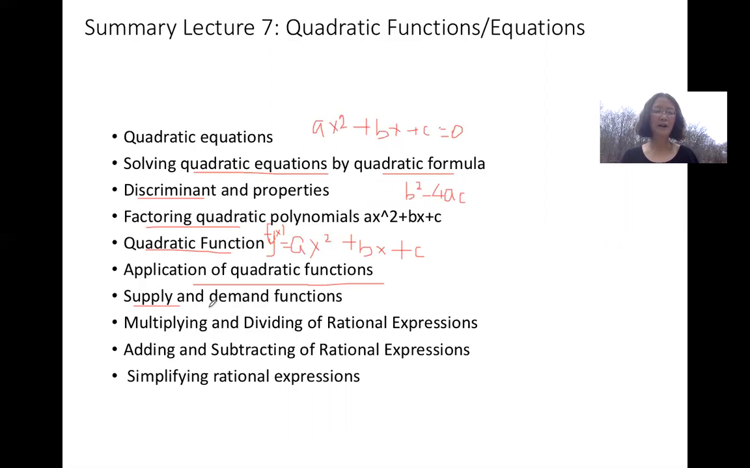And we talked about the economic supply and demand functions. How do you find the equilibrium point? Finally, we did rational expressions: addition, subtraction, multiplication, and division.